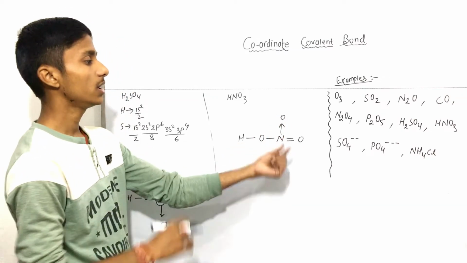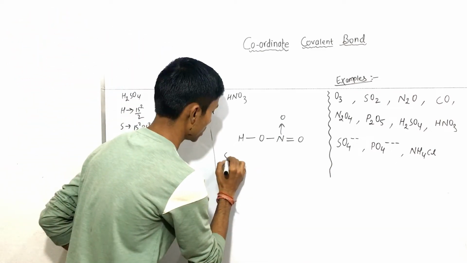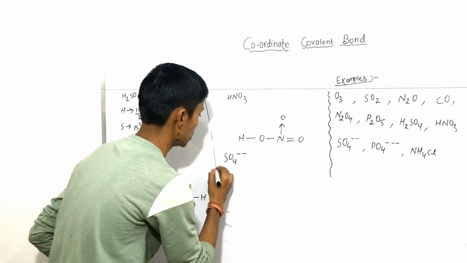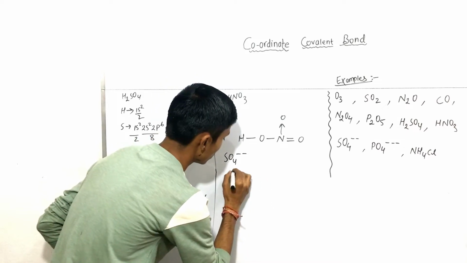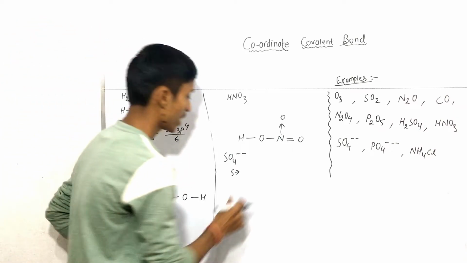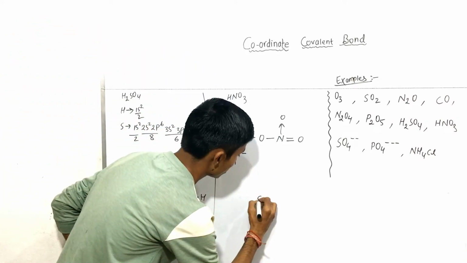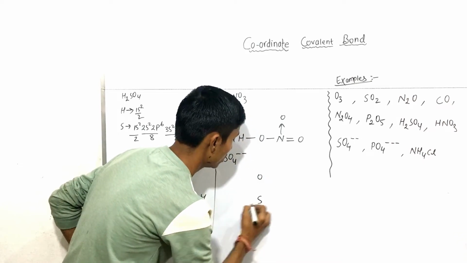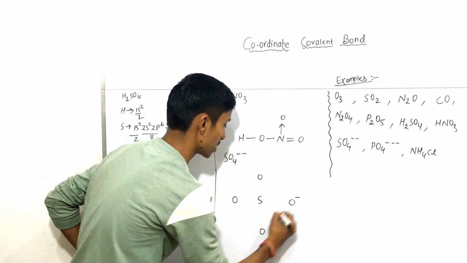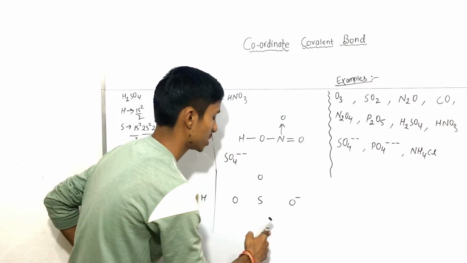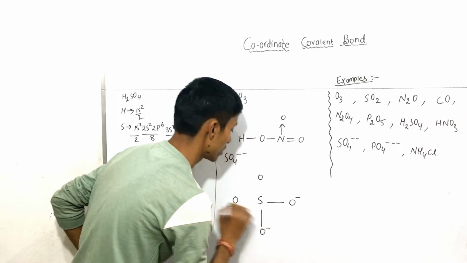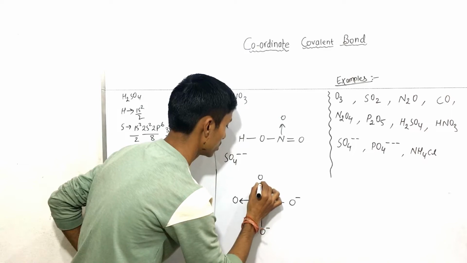And now we show SO4, that is SO4 2-. This charge means 2 electrons are gained. For sulfur we have written 6 valence electrons, and we directly write here 1 sulfur atom, 4 oxygen atoms. So 1, 2, 3, 4, and on 2 oxygen atoms there is a minus charge. So here 1 electron is gained on 2 oxygen atoms, so it forms bond and this is donated.